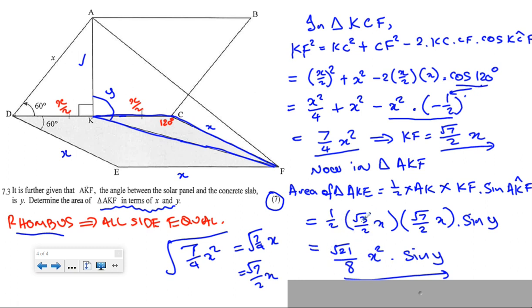Okay, so this is 1 over 2, this is 3 over 2, this is the square root of 7 over 2. So 2 times 2 times 2 is 8. The square root of 3 times the square root of 7 is the square root of 21. x times x is x squared, times sine of y. I hope this is a good explanation for you. I've taken heed of your request that I should make shorter videos. So let's conclude this video and call it the November 2019 solution.